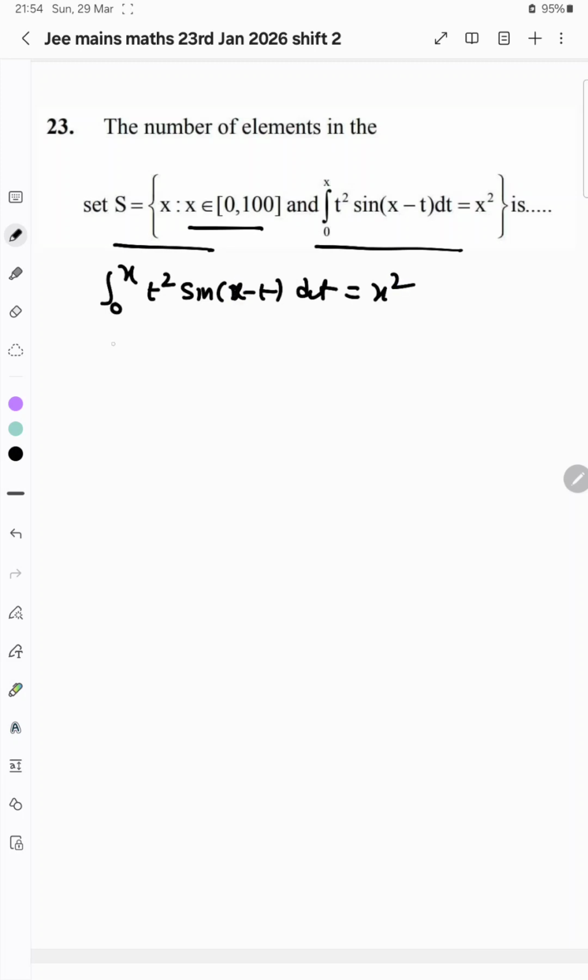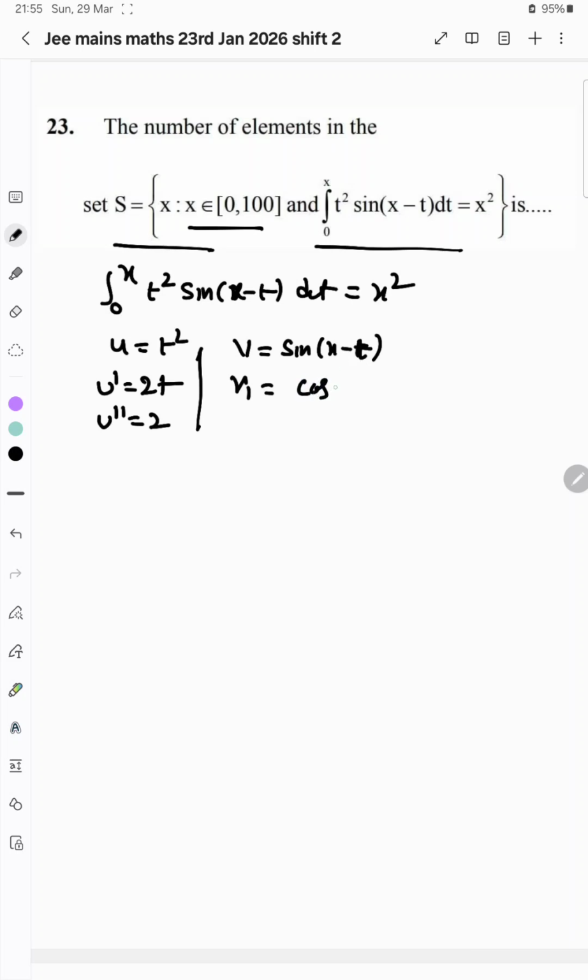We can apply Bernoulli's rule to do it easily. The first function, according to ILATE, we will consider as u = t square, and the second function v is sin of (x minus t). First function always we differentiate, second function always we integrate in Bernoulli's. u dash is equal to 2t, u double dash is equal to 2, right? Next, v1 is equal to the integration. Sin integration actually gives minus cos, but the t coefficient is negative, so we apply another minus. Finally, cos of (x minus t) is what we get.